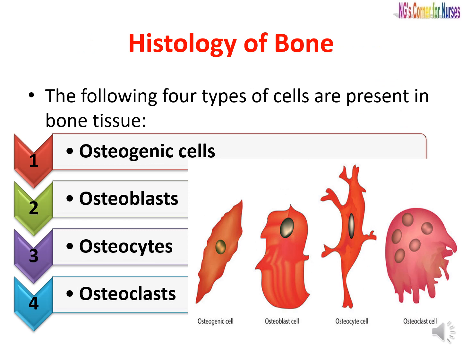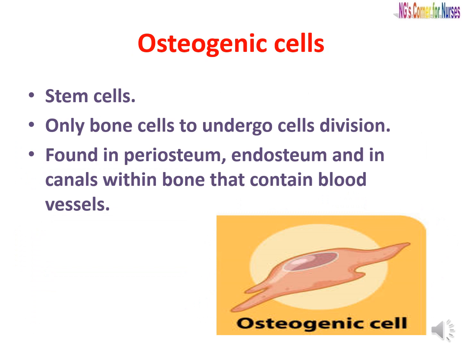Next is the histology of bone. Four types of cells are present in bone tissue: osteogenic cells, osteoblasts, osteocytes, and osteoclasts. First are osteogenic cells. These are stem cells. They are the only bone cells which undergo cell division, and they are found in the periosteum, endosteum, and in canals within bone that contain blood vessels.